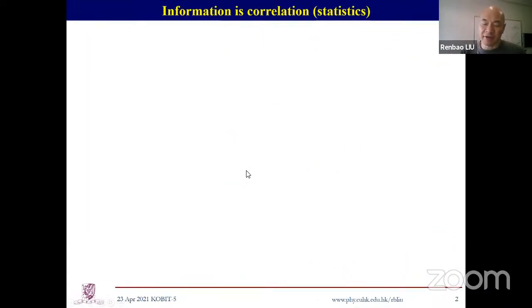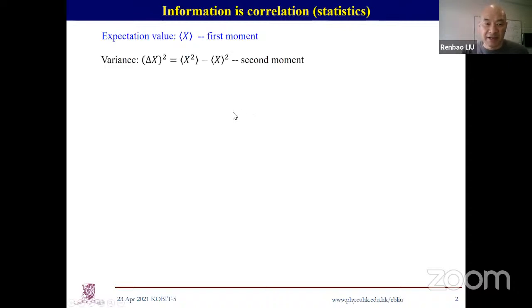We know that any information we can obtain about a physical system is more or less kind of correlations or statistics. If we want to measure a physical quantity, we measure the expected value of a certain quantity. In statistics, this is called the first moment or the first order correlation function. Sometimes we also want to study the fluctuation or the variance, which is the second moment in statistics, or the second order correlation function.